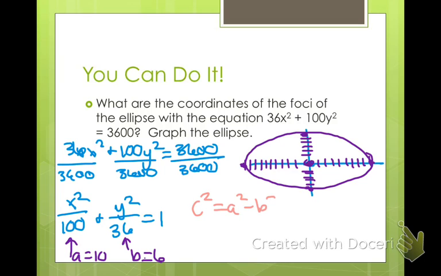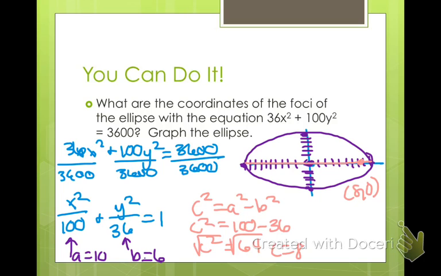In order to find my foci, I need to use that formula, c squared equals a squared minus b squared. And a squared is 100 minus 36. 100 minus 36 is 64. Take the square root of those, so c equals 8. That means I need to go 8 units from the center along the major axis. Remember, the major axis is the longer one, so this one. I'm going to go 8 units right, so that's the point 8, 0, and 8 units left, so that's the point negative 8, 0. These are my focal points, my foci.